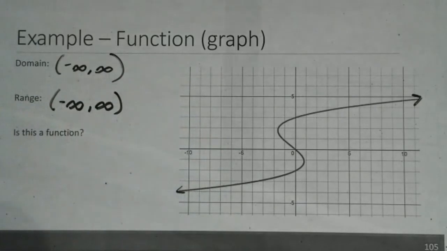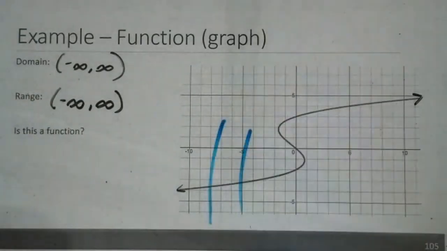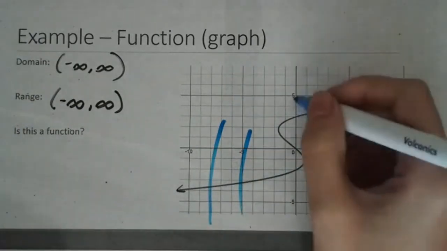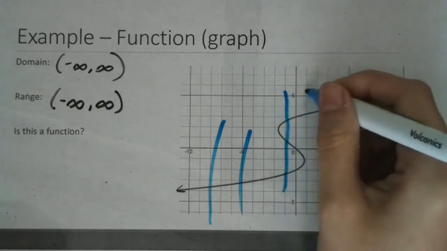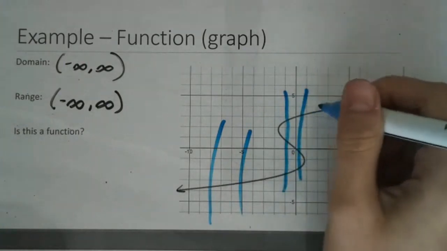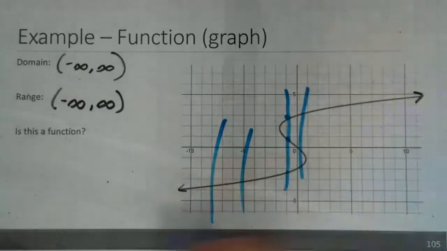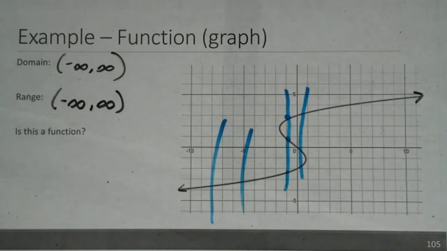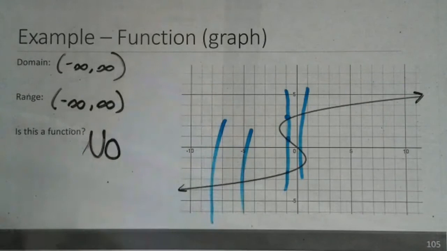So is this one a function? My vertical lines only hit it once. But if I go through here or here, then I'm going to hit it 1, 2, 3 times. Because there exists at least one vertical line that intersects the graph more than once, no, this one is not a function.